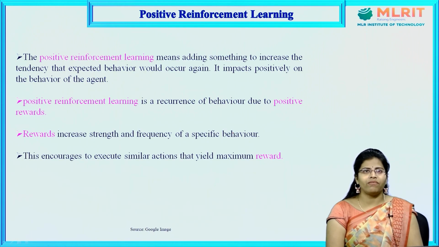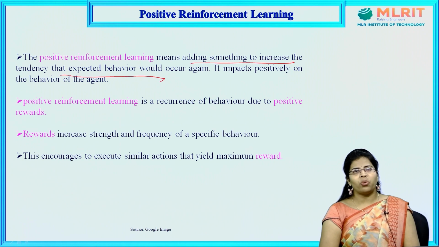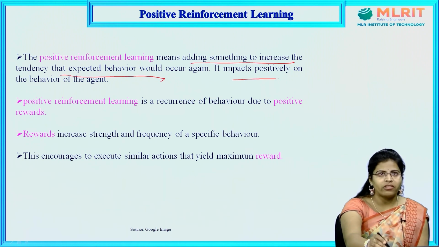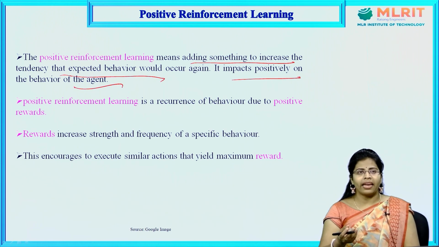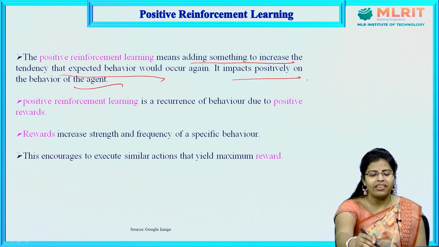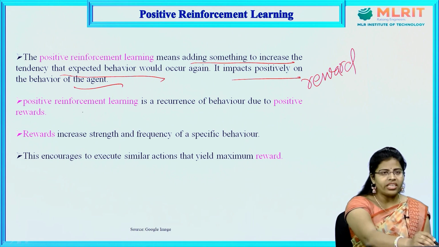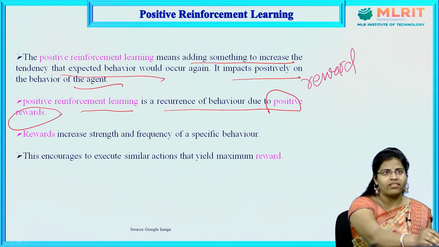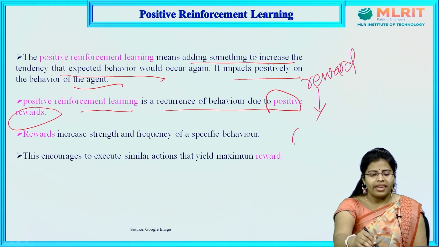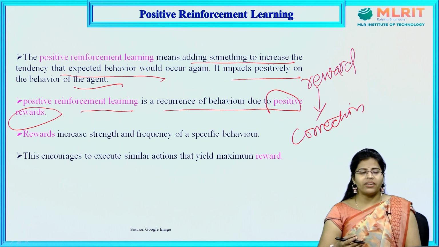Coming to positive reinforcement learning. Positive reinforcement learning means adding something to increase the tendency that the expected behavior would occur again. That means it impacts positively on the behavior of the agent. Here the agent is going to take actions, and for each correct action, it is going to get a reward for it. That is nothing but positive reinforcement learning. It is a recurrence of behavior due to the positive rewards, as you can see.